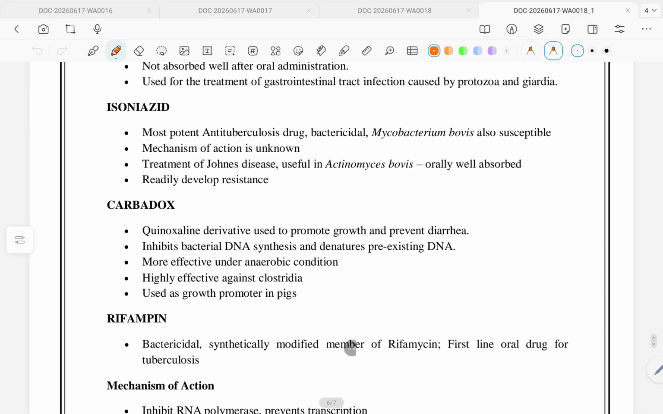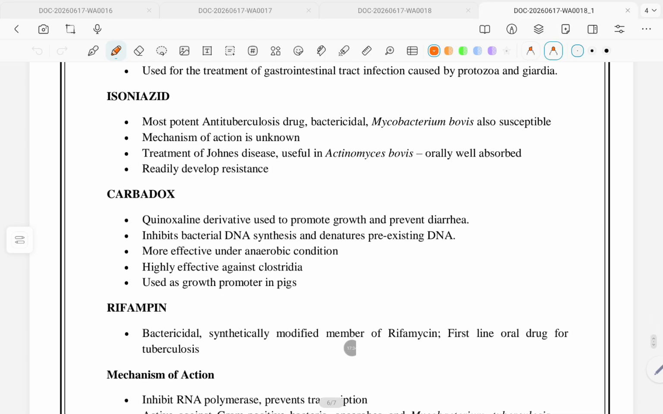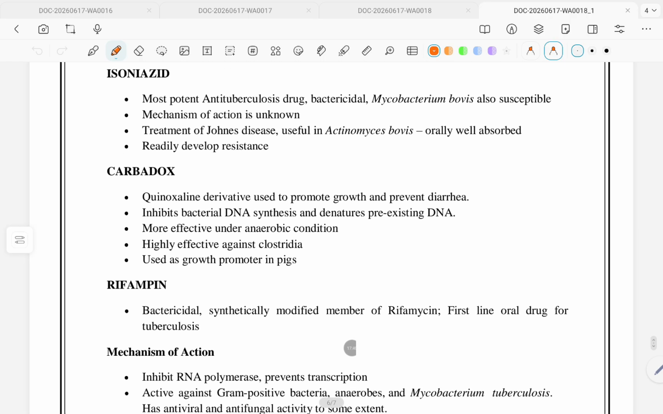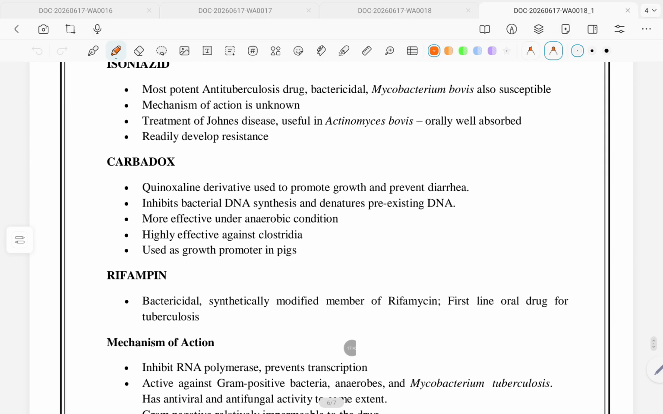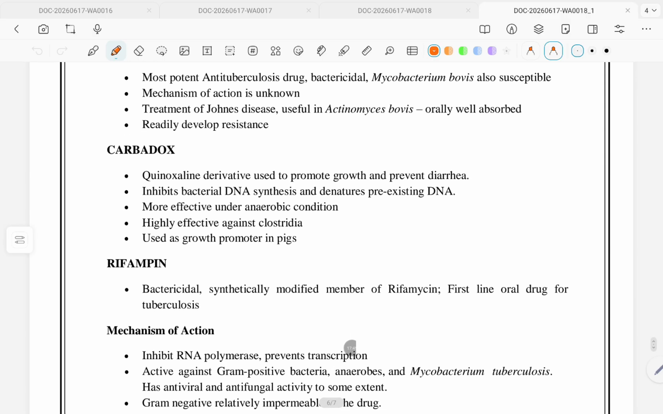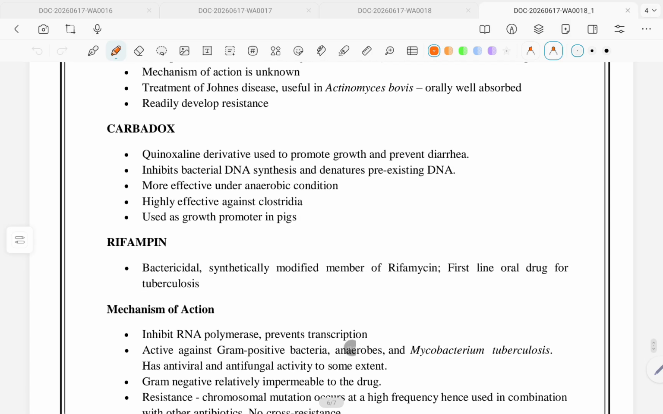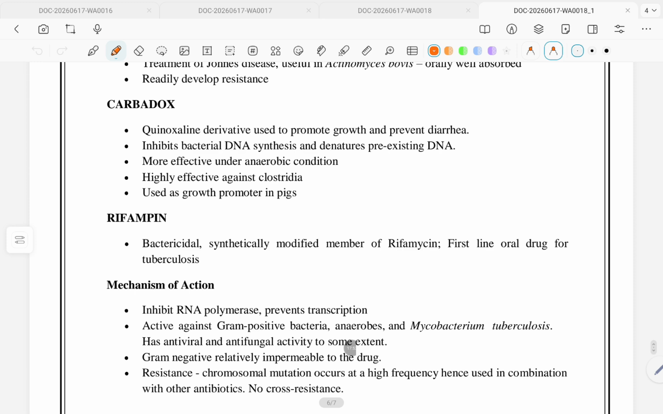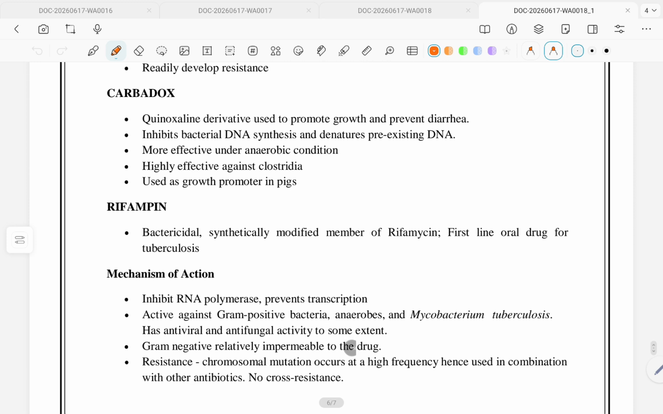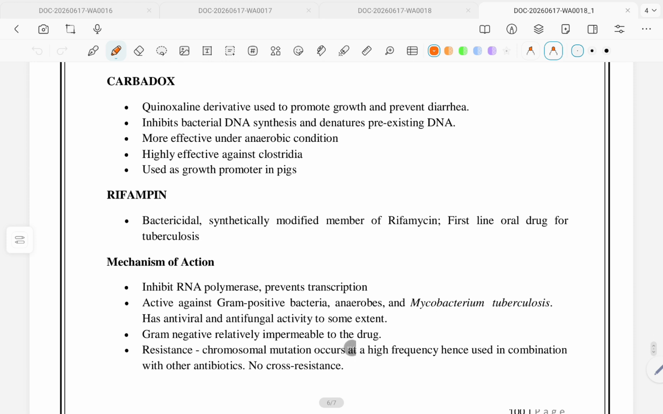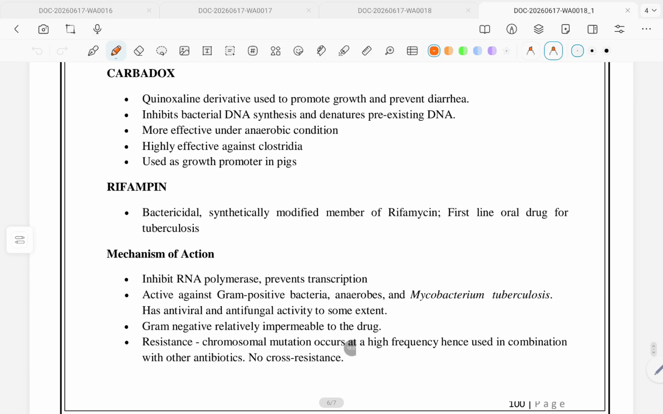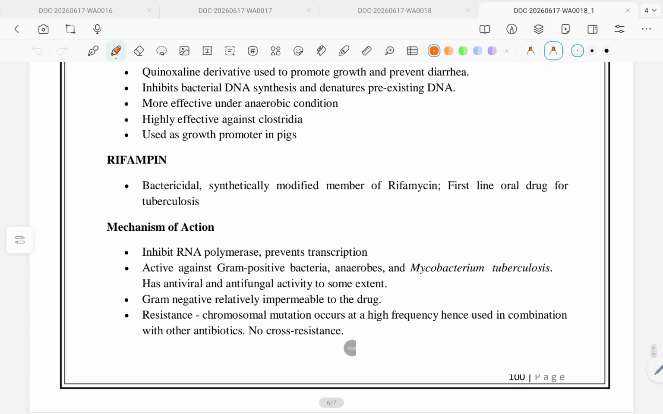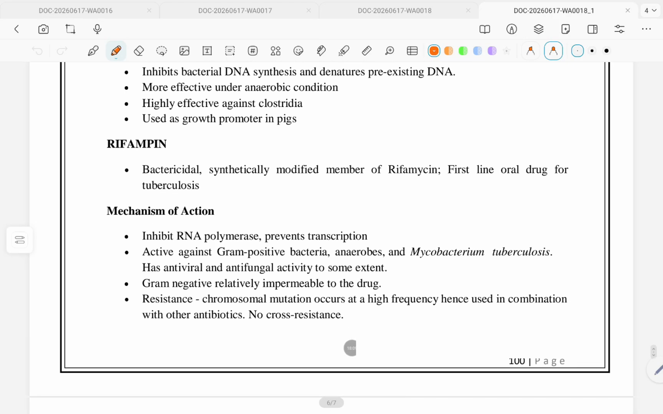Isoniazid, the most potent anti-tuberculosis drug, bactericidal. Mycobacterium bovis also susceptible. Mechanism of action is unknown. Treatment of Johne's disease, useful in Actinomyces bovis, orally well absorbed. Readily develops resistance. Carbadox, a quinoline derivative used to promote growth and prevent diarrhea, inhibits bacterial DNA synthesis and denatures pre-existing DNA, more effective under anaerobic conditions, highly effective against Clostridia, used as growth promoter in pigs.